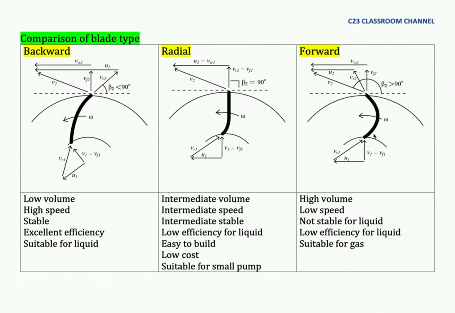And this is for the forward. It could be used for high volume, but it must be operated at low speed. It is not suitable for liquid. It shows low efficiency for liquid, and it is suitable for gas. So I hope that by having this table, you could explain the advantage and the disadvantage of each type of centrifugal pump. The disadvantage here means that we need to choose a suitable pump for a suitable application.